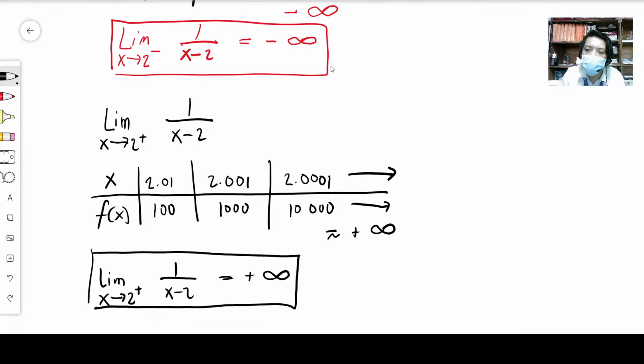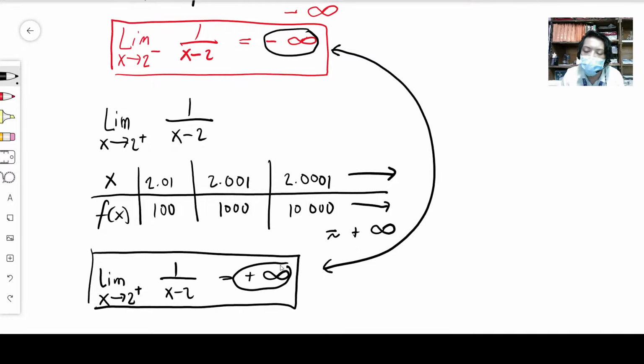So you see, the left hand limit and the right hand limit are not equal. One is negative infinity and the other is positive infinity. Since they are not equal, we rule out that the limit exists. The limit of the function does not exist. That's the answer.